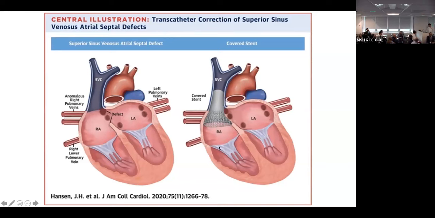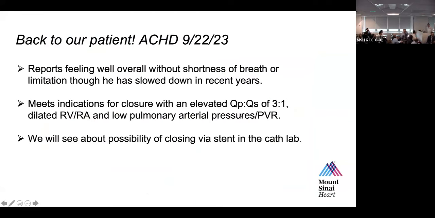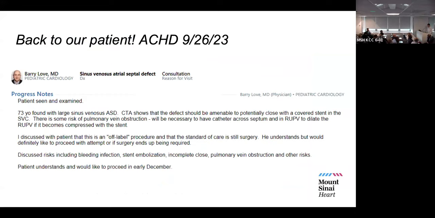All right, thank you. So just to finish up, back to our patient. Patient saw our adult congenital heart disease experts on September 22nd. Reported feeling well overall without shortness of breath or limitation, though he says he has slowed down in recent years. And as Dr. Zaidi mentioned, he does meet indications for closure given the elevated QP:QS, the dilated RV and RA, and the low pulmonary arterial pressures and PVR, as we mentioned. They said we'll see about the possibility of closing this via stent in the cath lab.